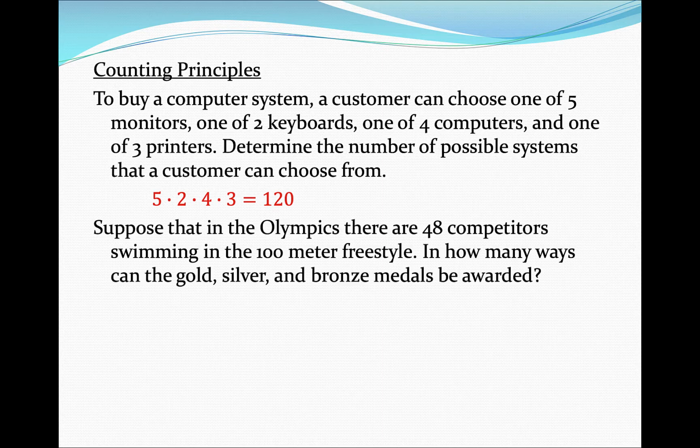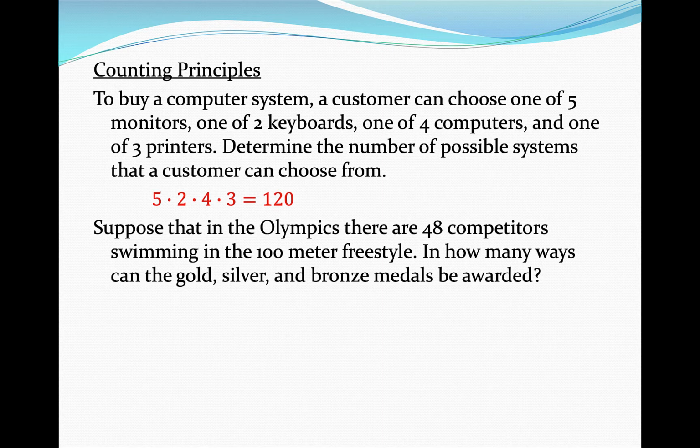Here's another example. Suppose that in the Olympics, there are 48 competitors swimming in the 100-meter freestyle. In how many ways can a gold, silver, and bronze medal be awarded? There's actually a couple ways to think about this. First of all, whenever you deal with these kinds of scenarios, you need to think about whether or not the order matters, because sometimes the order of the outcomes matters and sometimes it doesn't. And that's really what distinguishes between the idea of a permutation and a combination.